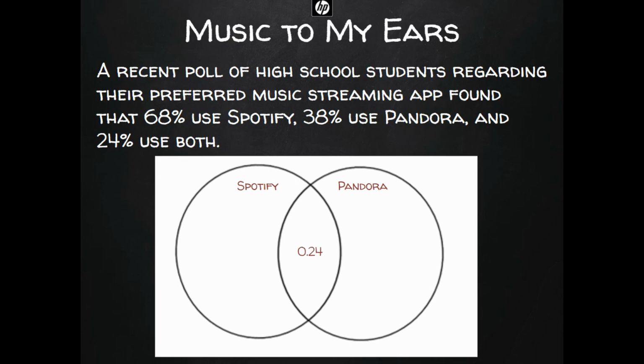So if there's 24% in the shared portion of the circles, that means if we want to look at just Spotify, we have to do the 68 minus that 24. So only 44% use just Spotify. And then applying that same logic to Pandora, out of that 38%, 24 are already accounted for in that middle section. So 38 minus that 24 shows us that 14% use only Pandora.